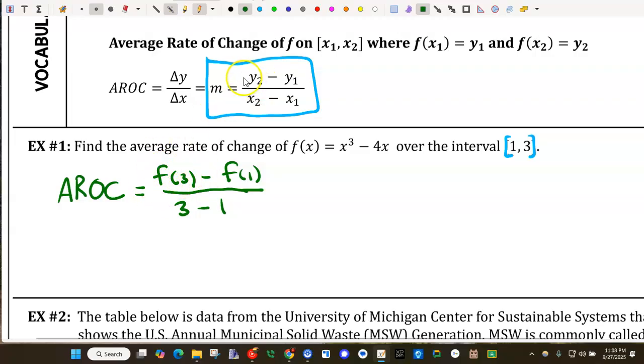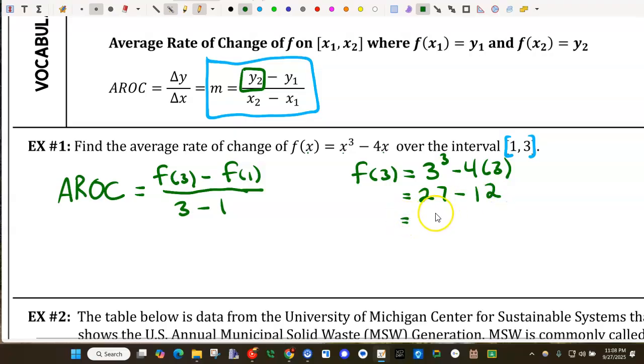Now, these mean the same thing. Y2 is the number at x equals 3, which is the same as f of 3. So off to the side, I just need to plug in 3 and find f of 3, right? Which is going to be 3 to the third power minus 4 times 3. So I'm just substituting in 3 for each of these x values, right here and here and here. So I have to simplify that, so I get 27 minus 12, which equals 15. So that's my first y value. That's like my y2 I just found.